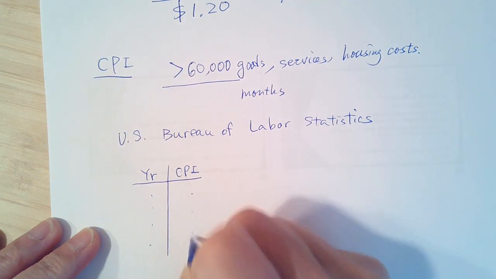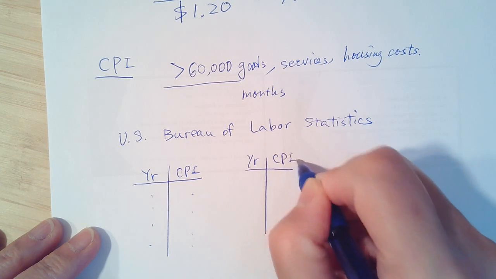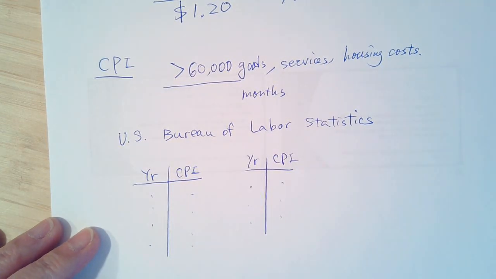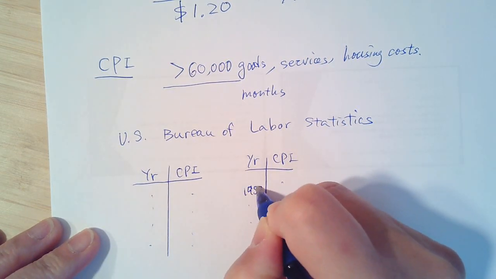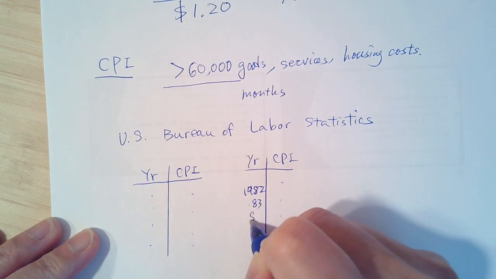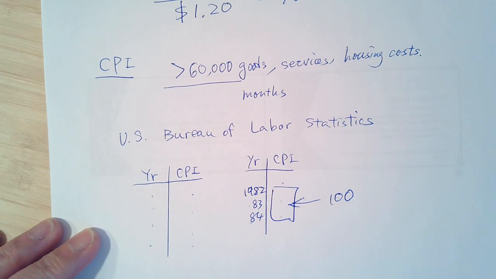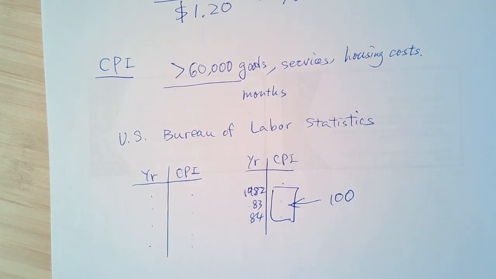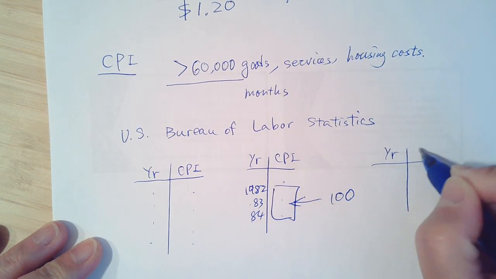So they have all this, and you can have a year and the CPI. Okay, so you're going to have numbers like this. Now, usually we treat 1982 to 84, the average of 1982, 83, 84, as 100, as a baseline, like the benchmark.